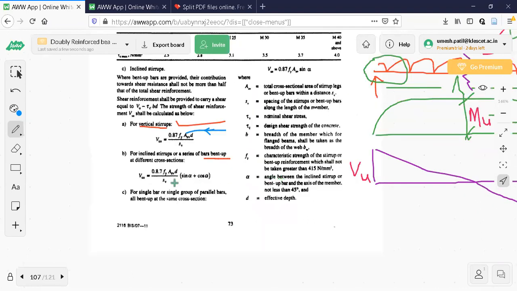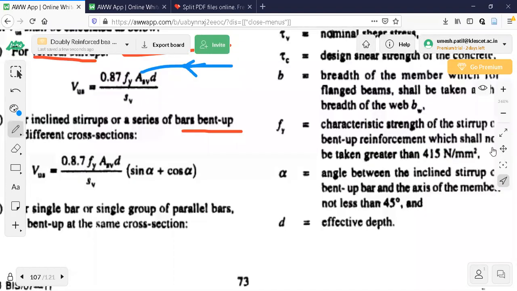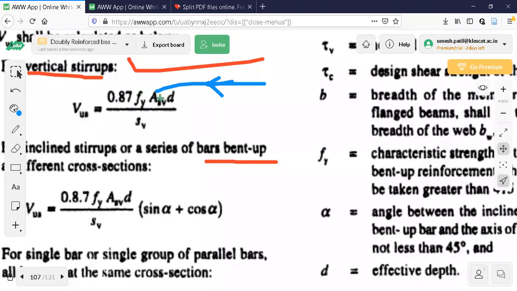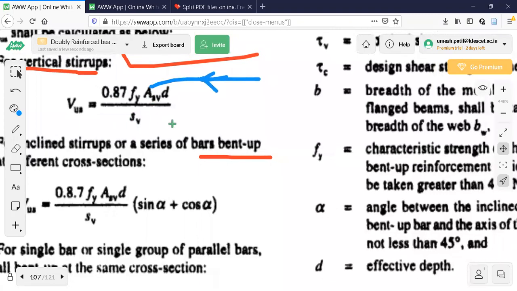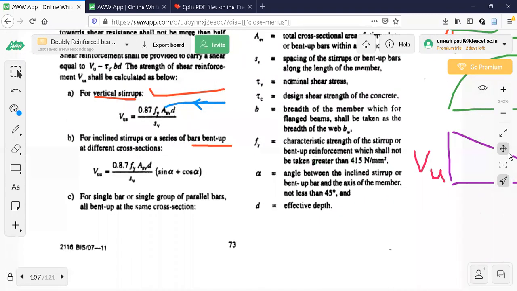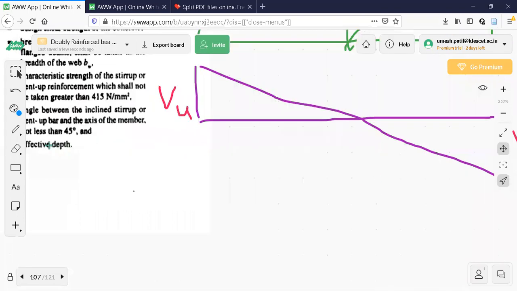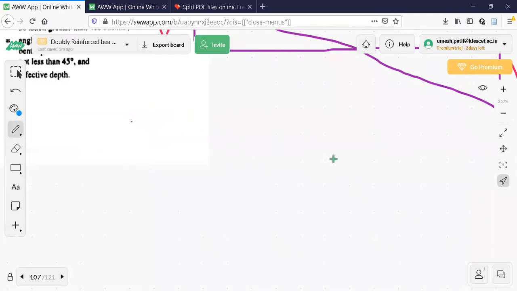So you observe first ASV. I'm trying to explain what ASV means. 0.87 FY, 0.87 into 415, if it is 415. D is the depth of the beam, which is, let us say, 450. SV is the spacing between stirrups. It may be 200 mm like that. So all are known to you. Only try to understand ASV here, area of stirrups. If it is a two-legged stirrup, what will happen? You observe here. And once again, I'll draw the stirrup here.